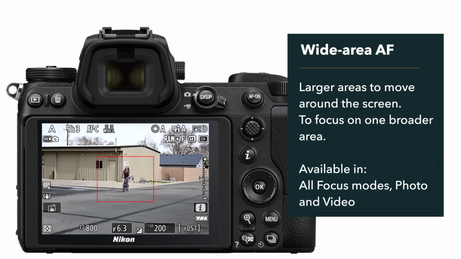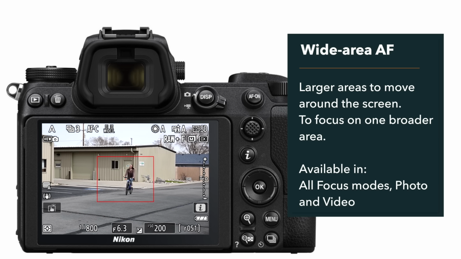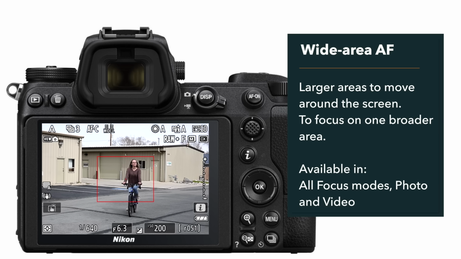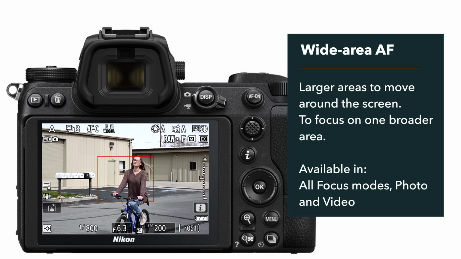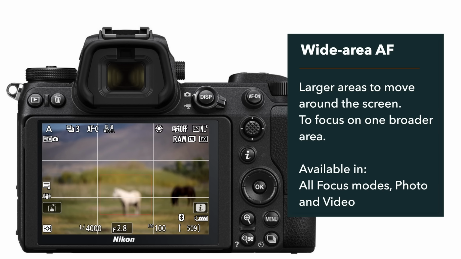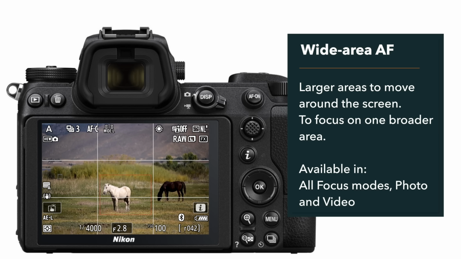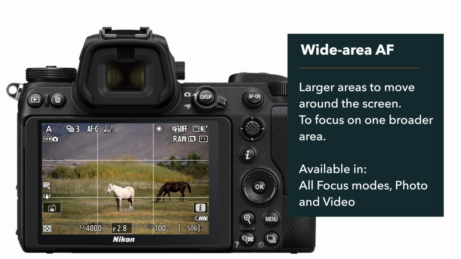Like maybe the movement is less predictable than what you can use for dynamic area. You're having a difficult time keeping that dynamic area point over your subject. Or you just want to focus somewhere on a larger area of the composition, whatever's closest to you, but not necessarily anywhere in the composition. That larger area gives you more room to work with than single point, especially for moving subjects.